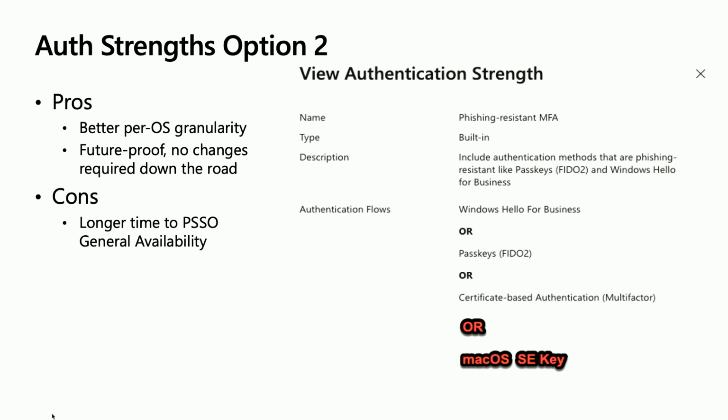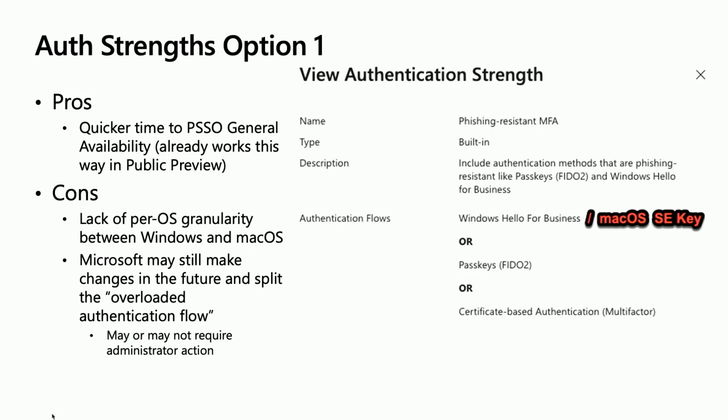So this is better because it gives you that flexibility and per OS control, but the downside is this may significantly extend how long it would take us to get to general availability. So the question for the audience is, one, do you have a preference? So I'm going to do just a raise of hands here. Does anybody have a preference for less granularity but faster GA? Raise of hands. Okay, I got a couple.